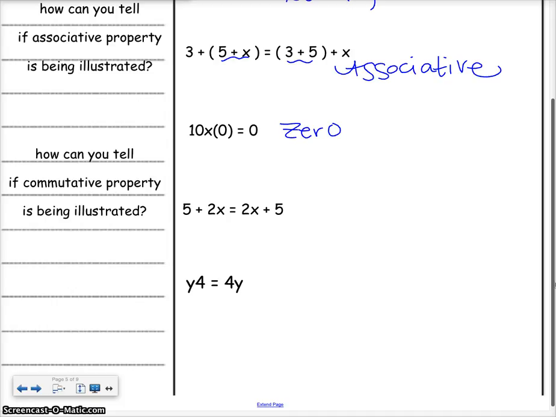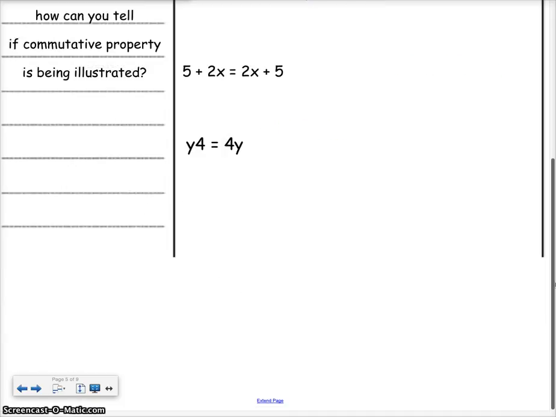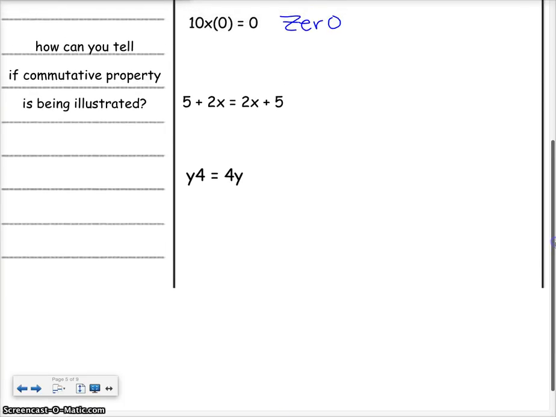5 plus 2x equals 2x plus 5. Commutative. I flipped the terms. So commutative. And you can use that front page today if your memory likes to see the examples. Just go with it. y times 4 equals 4y. I flipped, right? I flipped the 4 and y. That is commutative.